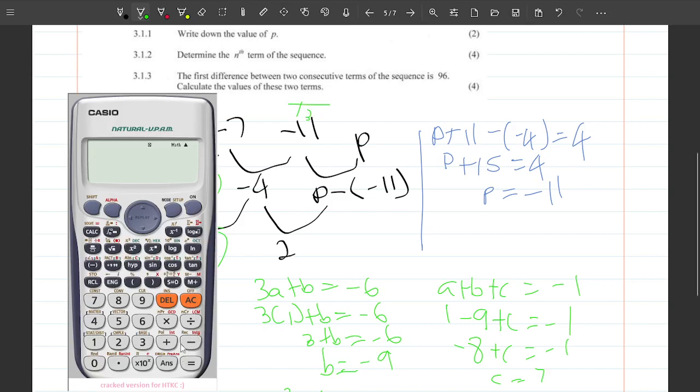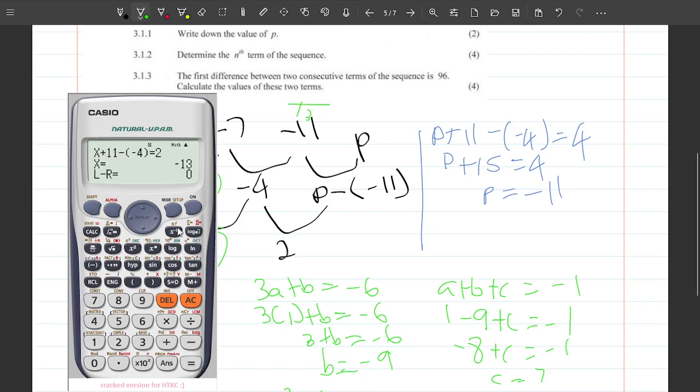So if I was going to solve this with the calculator, I would say x, because I don't have the p, plus 11 minus negative 4, and this should be equal to a 4. Why is this equal to a 4? This should be equal to a 2. Where did I get the 4? Oh crap. That's the reason why we got it wrong.